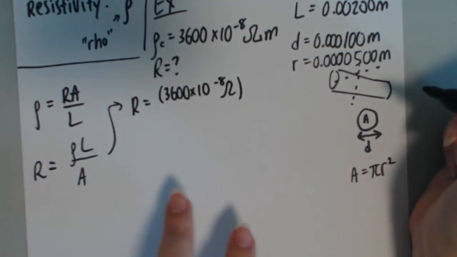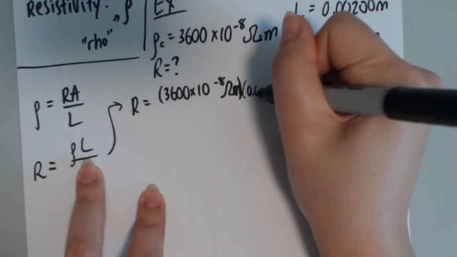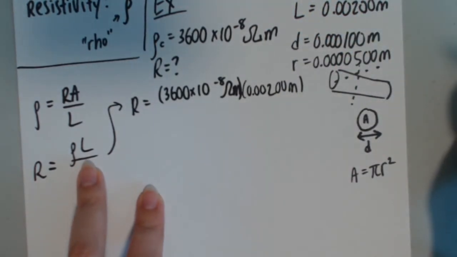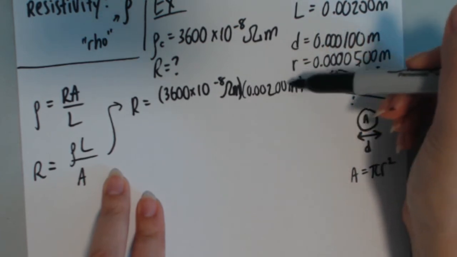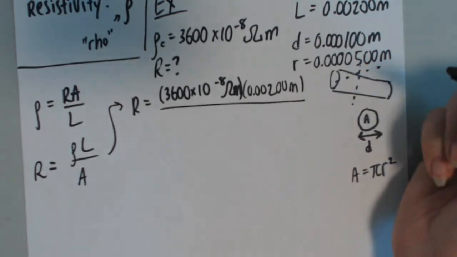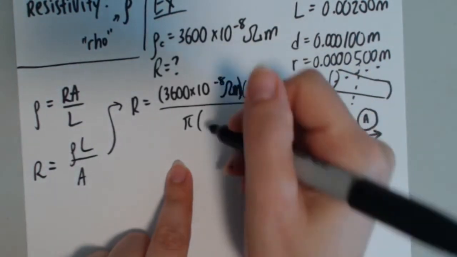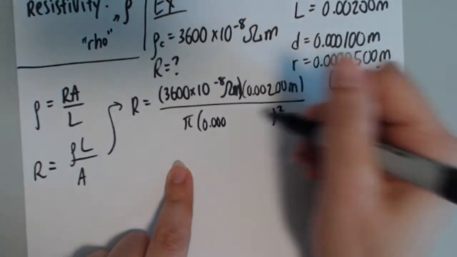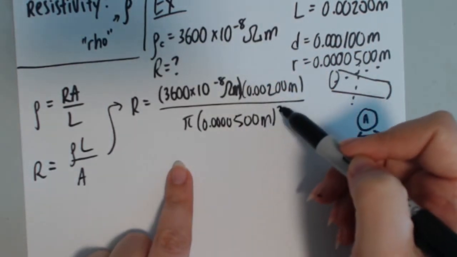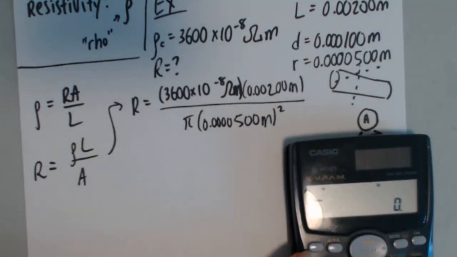3,600 times 10 to the minus 8 ohm meters. And L is 0.00200 meters. There's a lot of zeros here, so make sure you don't miss anything. And what do we have down here? Area is pi r squared, and r is right there, 0.0000500 meters. So now we can see the meters getting squared on the bottom. We'll cancel with these 2 meters on top, leaving me with ohms, which is exactly what I need.